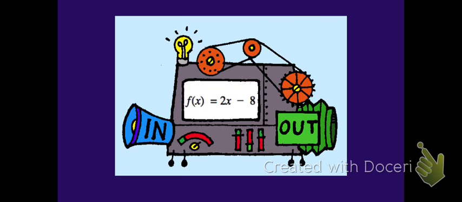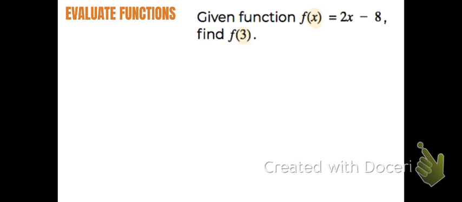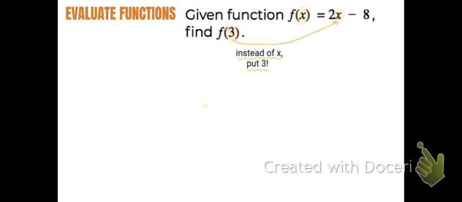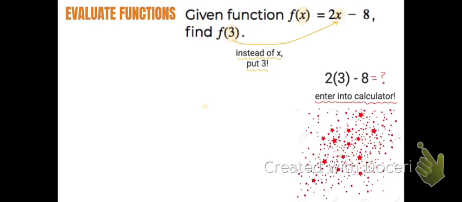So what this is saying is, notice instead of x, they have a 3. They're saying that we are going to substitute in 3 for x. We're going to put 3 in instead of x. So when we do that, we get 2 times 3 minus 8. And on the state test, I want you to put that into the calculator and see what it equals. And you will get -2.